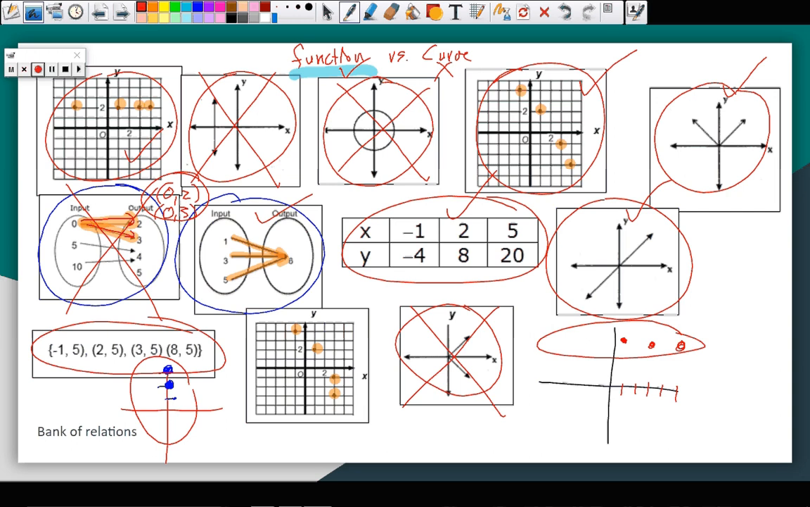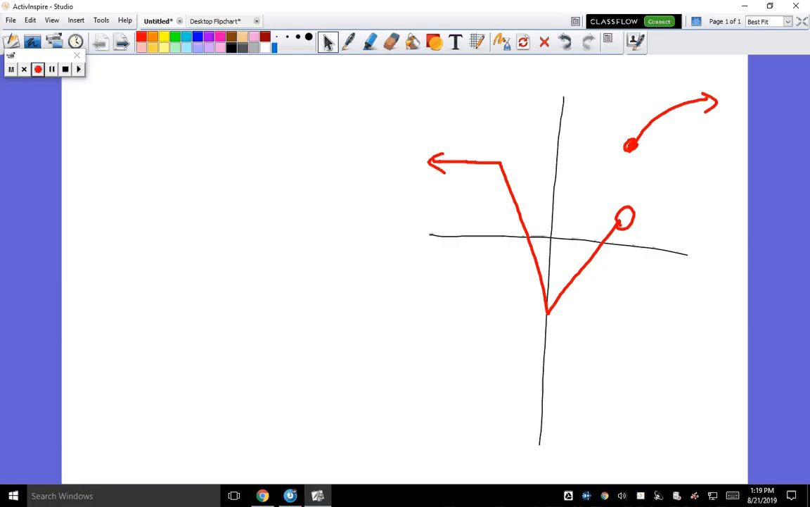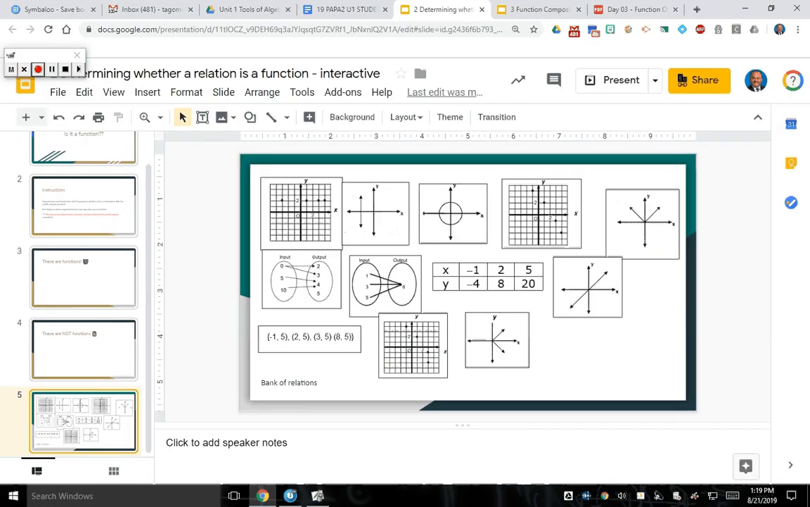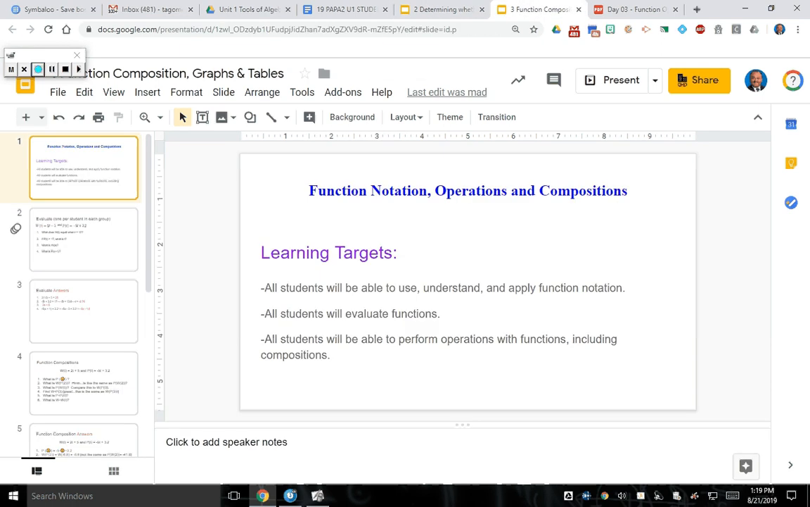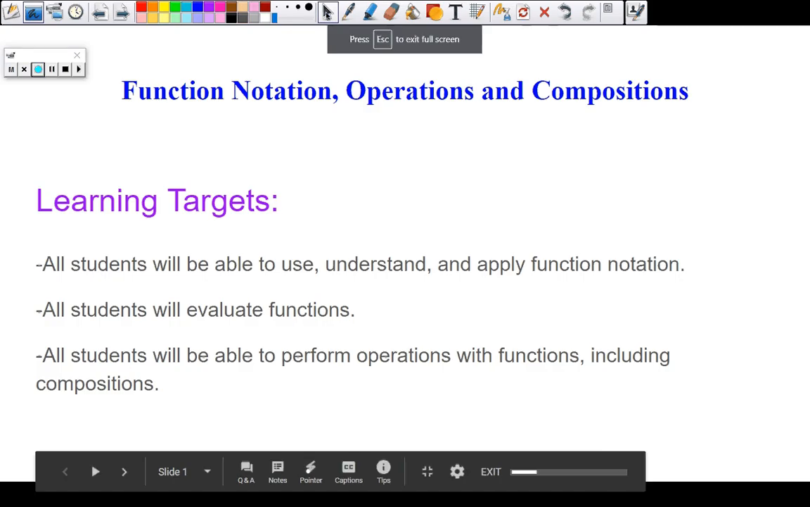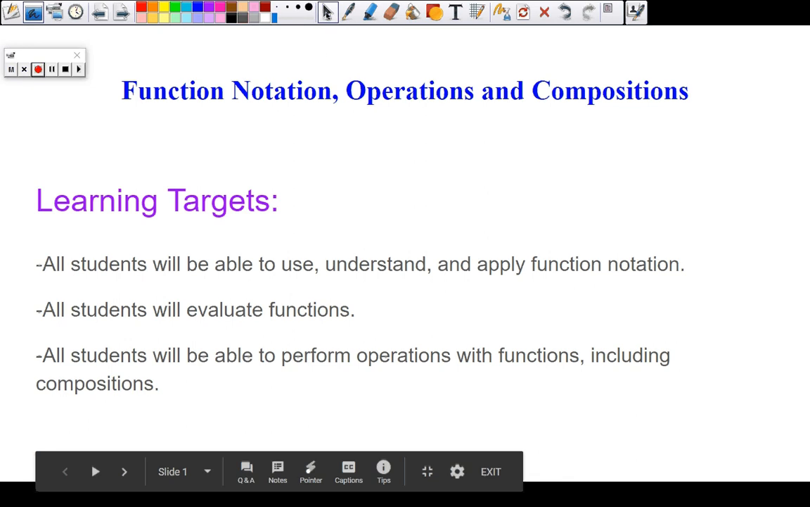Okay? So that's a quick review of what functions are, just to make sure we're good to go before we move on. Any questions? Okay, so now let's go to function notation. All right, function notation, operations and compositions.